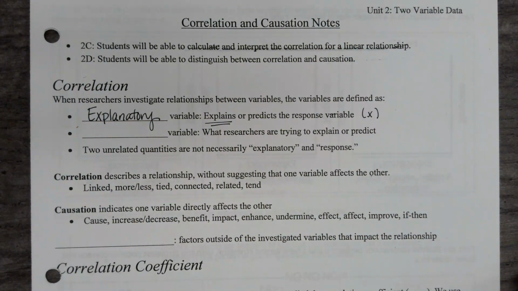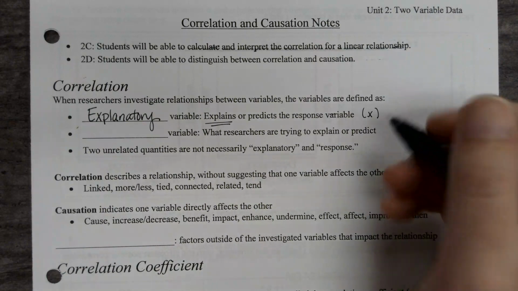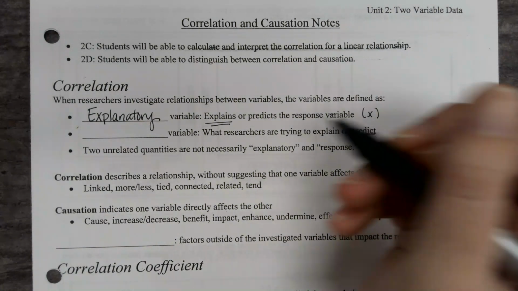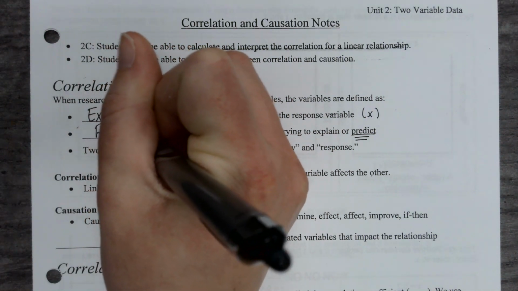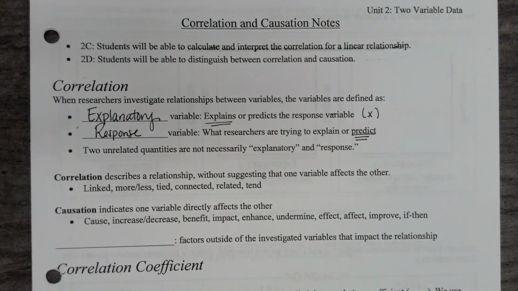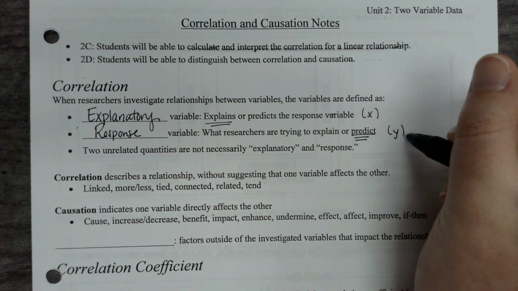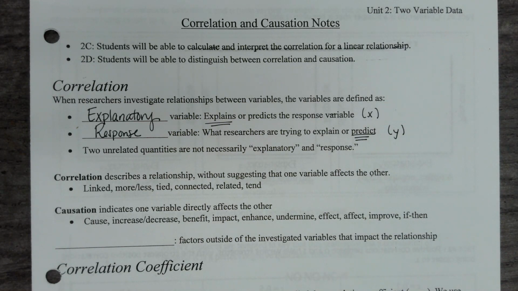When we're looking at our other variable, our response variable, this is what researchers are trying to explain or what they're trying to predict. This is their response variable. And usually that's going to be your Y value. So the two unrelated quantities are not necessarily explanatory or response, but they're going to be the variables that we're going to be taking a look at.